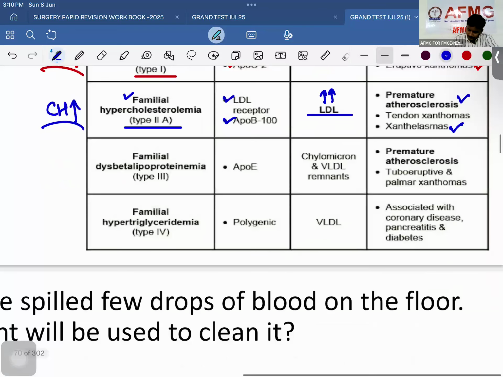Next important is type 3, beta. Type 3 is definitely known as familial dysbetalipoproteinemia, that I've also told you. It is also called broad beta disease, beta. So familial dysbetalipoproteinemia or broad beta disease. Here there is a defect in ApoE. ApoE is basically the ligand used for remnants.